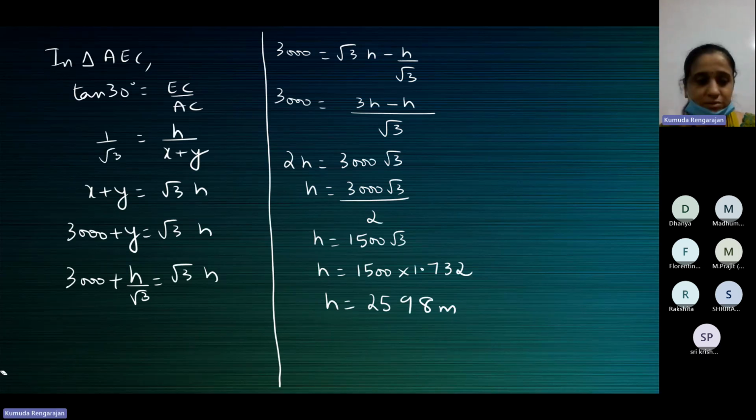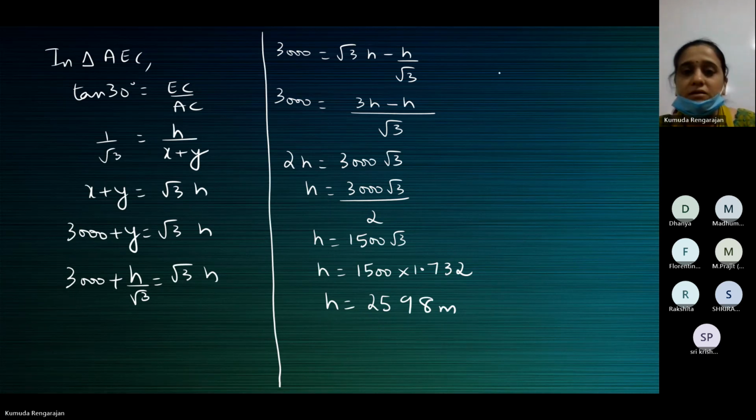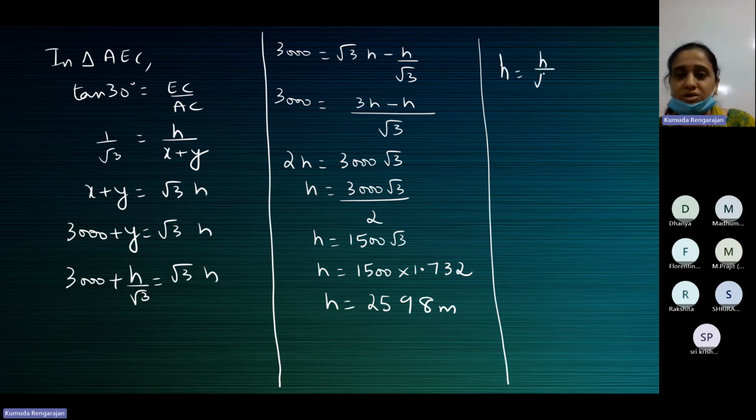I'll tell you your calculation mistake. Yeah, Raja, so what have you done? H is equal to h by root 3. You should have written like this, Raja. See here. H is equal to h by root 3 like this.